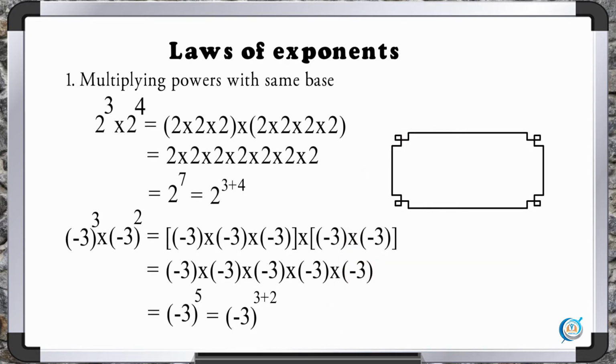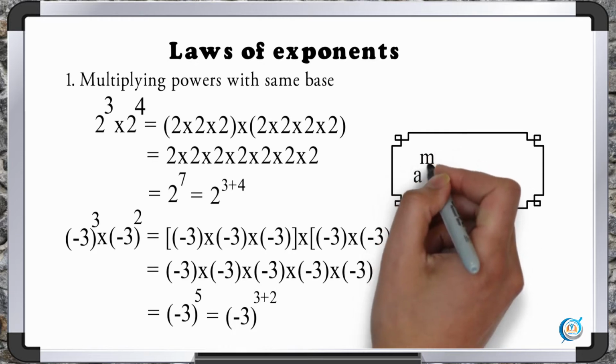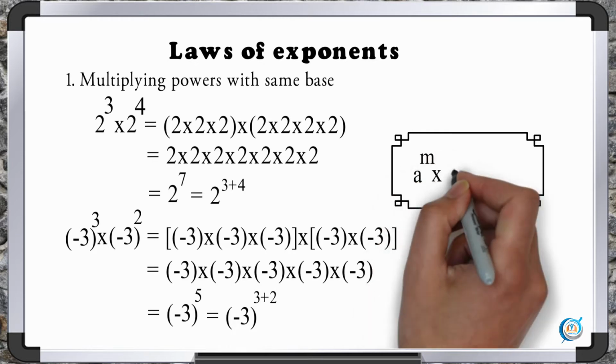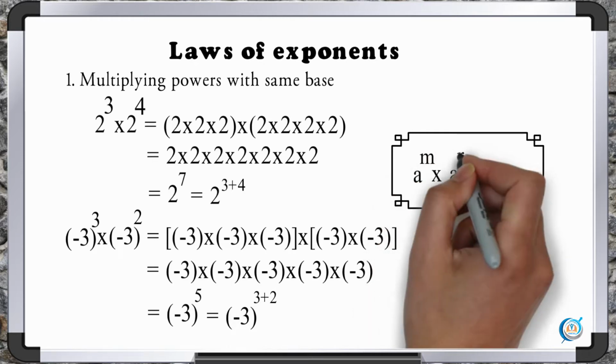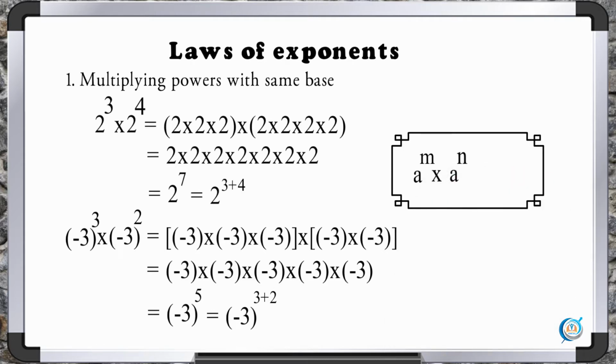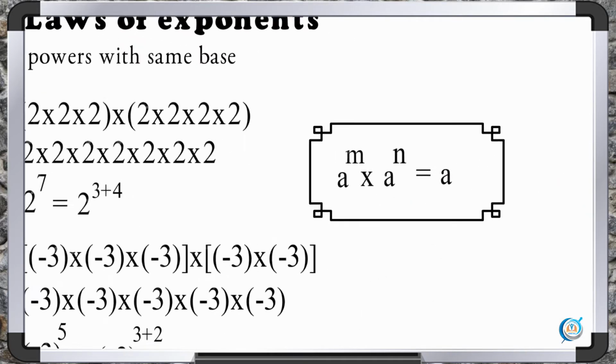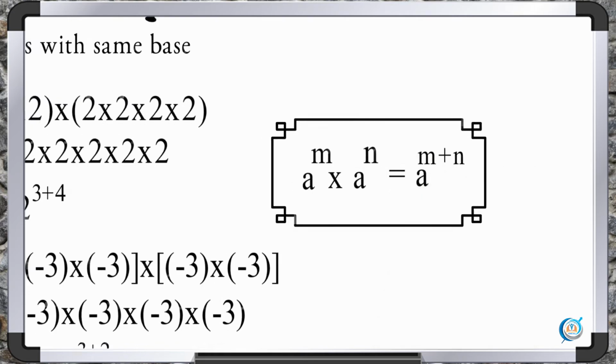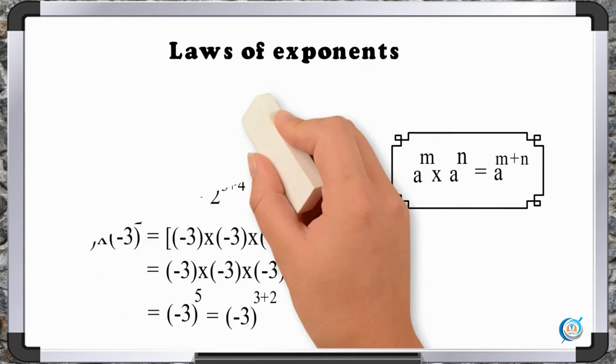So we can take the property like this: a power m into a power n. Here the bases are the same but the powers are different, then we can write it as a power m plus n.